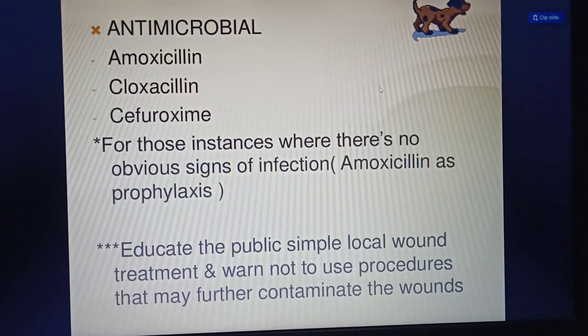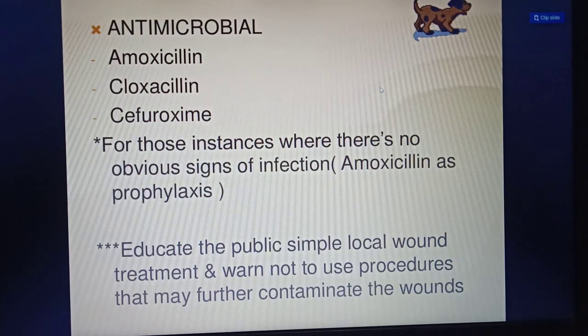Okay, antimicrobials like amoxicillin, cloxacillin and cefixime we have to give if any infections are there, and we have to educate the public about simple local wound treatment, and give them only for contaminated wounds, not used for the procedure of dousing. Because what is happening here is that the more you press, the more it is going to be infected. So what you have to do is just wash the area with soap and directly consult the doctor. No bandages should be provided to the patient. If heavy bleeding is there, we can stop it. Okay, so as per that you should not provide any wound care.